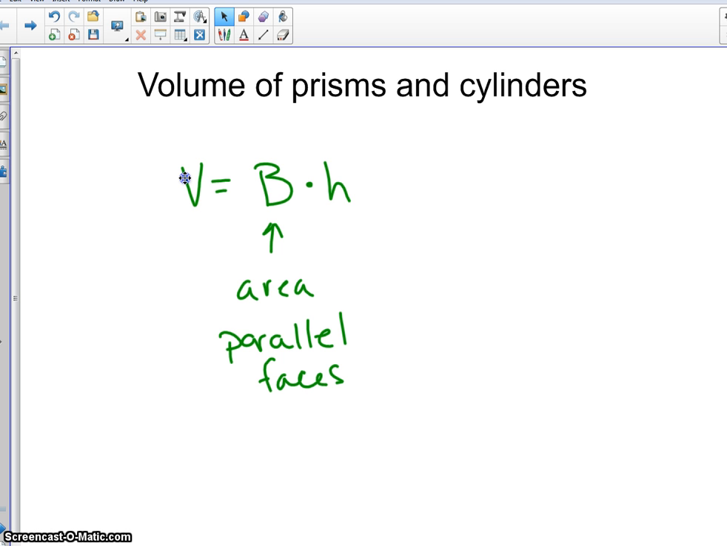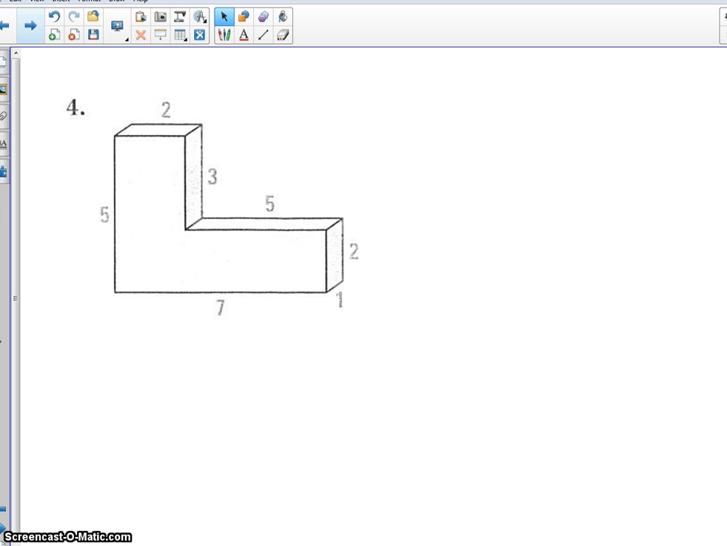So what we're going to do is go through a couple of problems. You should have your worksheet now. On the bottom right, it says 12.4 volumes of prisms and cylinders. And we're going to do a couple of examples, and then you'll have some time to work on that. So first thing we're going to start with is number 4.